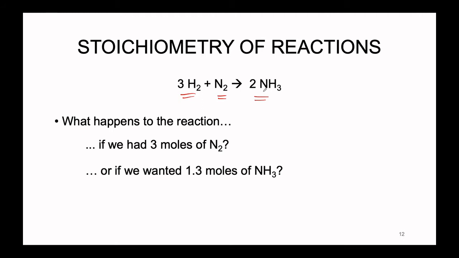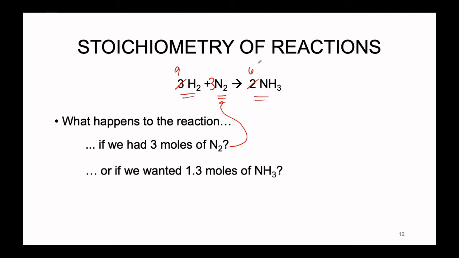Well, what happens if instead we have 3 moles of nitrogen? All we need to do is look at the original recipe, see that we start with 1 mole of nitrogen. If we want to have 3 moles of nitrogen here, we would also need 3 times the amount of hydrogen, so a total of 9 moles of hydrogen. And if we mix these things together, we would end up with 6 moles of ammonia. Right? If we scale one thing up, we should scale everything else up because that's how ratios work.